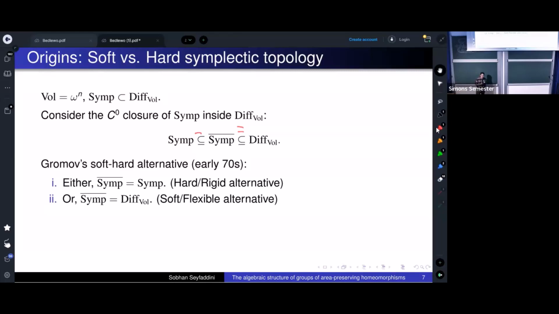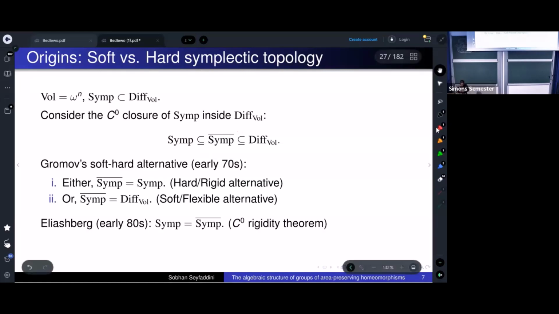The answer, that's a great question. I'll tell you what happens in the next line. When he proved this, I don't know whether he showed this depended on the manifold or not. It could have been that this is the case for one manifold, but not all manifolds. But we know the answer, actually. As I said, 10 years or so later, Eliashberg resolved the alternative in favor of rigidity, and he showed that on any manifold M, Symp is equal to SymPar. That's a great question, but we know the answer now. So that's why I don't know what exactly the state of affairs was in the 70s.